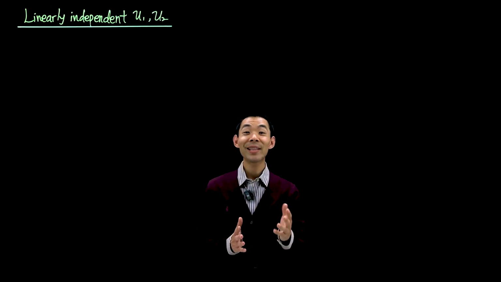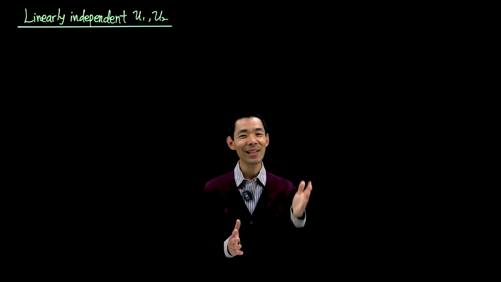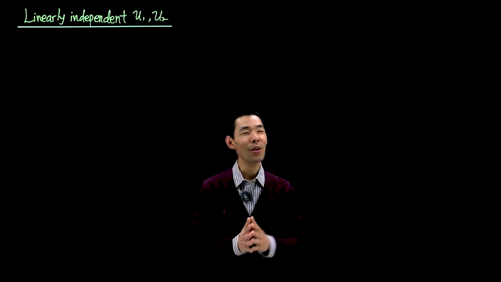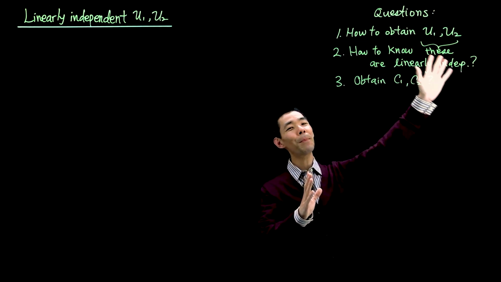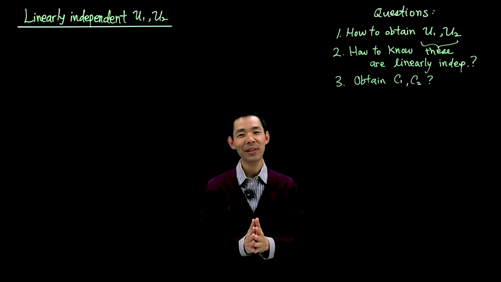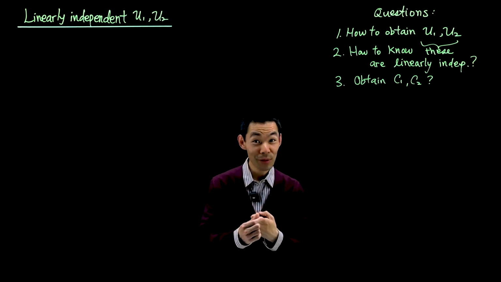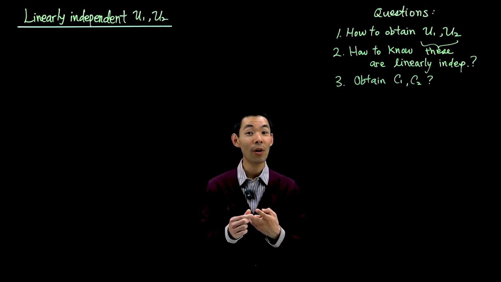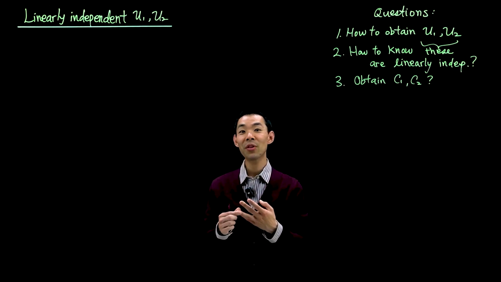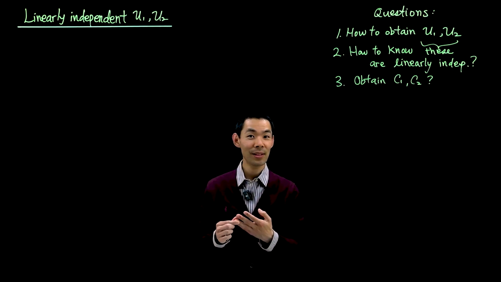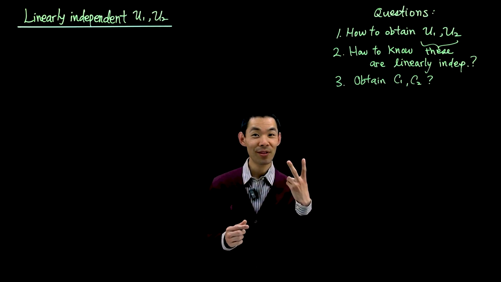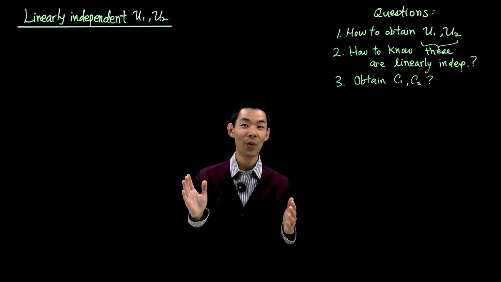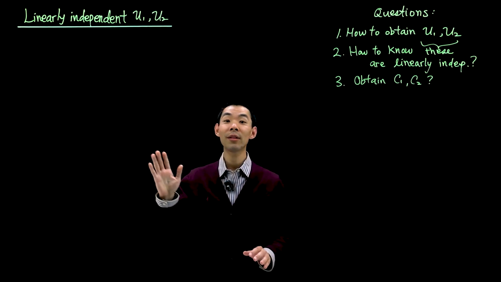You now know how to obtain two solutions to the second-order constant coefficient linear ODE. Now, I'd like to return to the original three questions that we wrote on the upper right-hand side of the board. First, how do you obtain solutions u1 and u2? Second, how do you know that those two solutions are linearly independent of each other? And question 3, how do you obtain the constants of integration? Let's tackle question 2: how do you know that the two solutions that we just solved for, u1 and u2, are actually linearly independent?